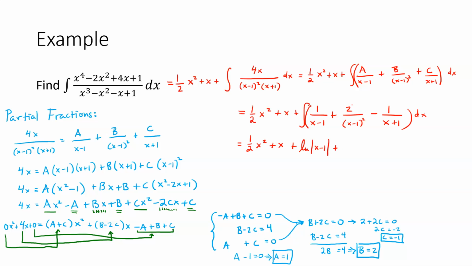This one, let's be careful, this one's not going to involve natural log, because this is something of the form 1 over u squared, which is really the integral of u to the negative 2. So the integral of u to the negative 2 will be negative 1 over u. So this will integrate to minus, because there's a minus there, 2 over x minus 1. That's like negative 1 over u. And then here, minus this one will be another natural log, ln of x plus 1. There we have it.